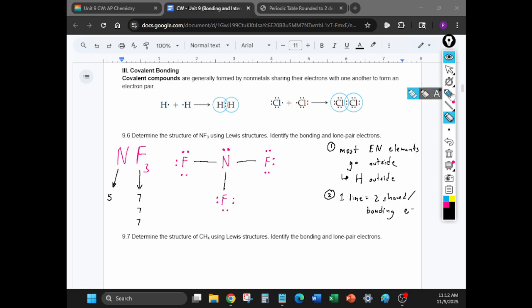Okay, I'm going to give you guys one last rule before I have you try 9-7 on your own. The last rule, and this is just more of a tip, is that carbon pretty much is always going to be in the middle. So if you have a carbon, carbon is going to go in the center of the molecule. Carbon wants to connect with everybody. It's very extroverted. It wants to make as many connections as possible. So just keep that in mind.